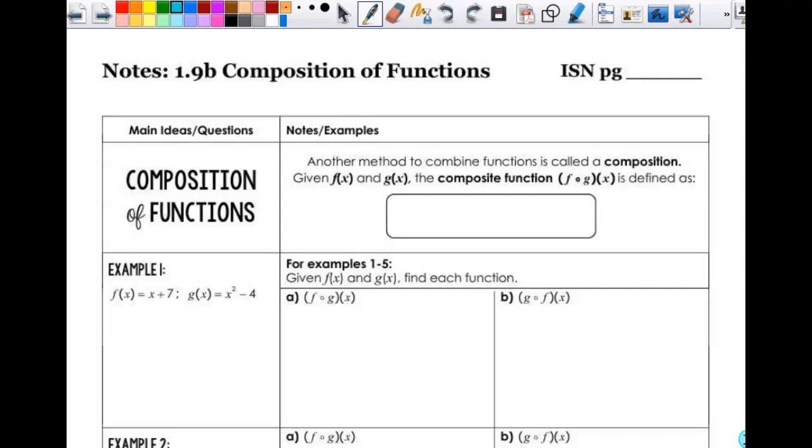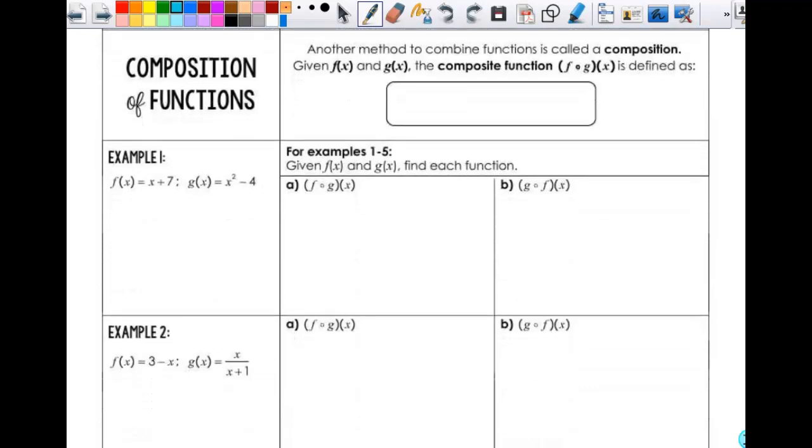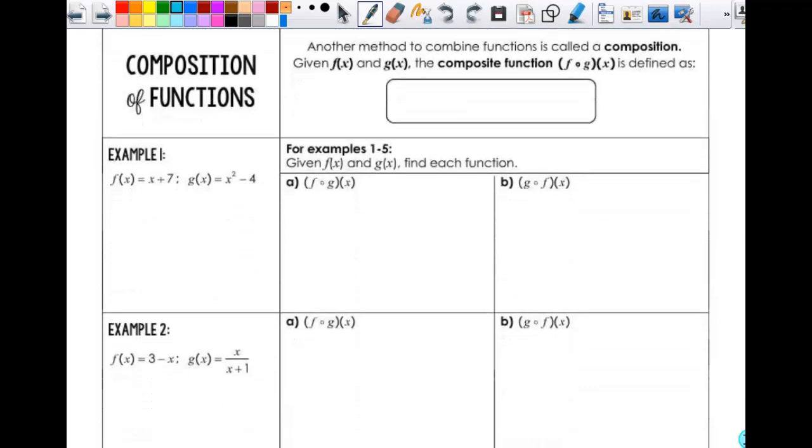All right, composition of functions. So another method besides adding, subtracting, multiplying, and dividing fractions is called composition. You are composing something. You are putting more than one thing together. So if I'm given f of x and g of x, then I have a composite function, f of g of x. That's how we write that, or that's how we say that, rather.